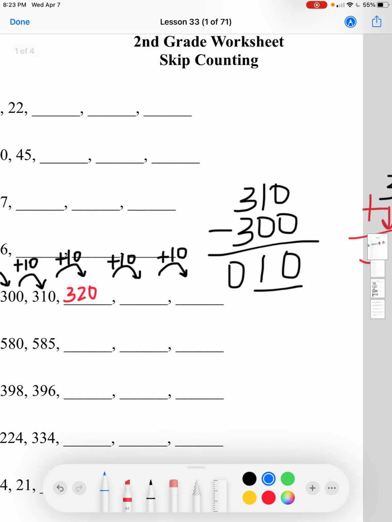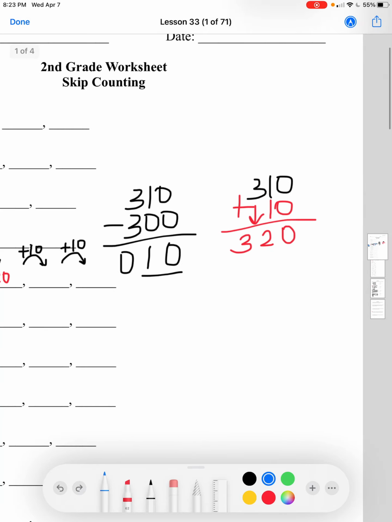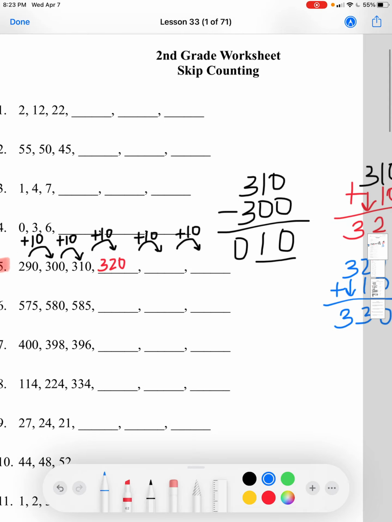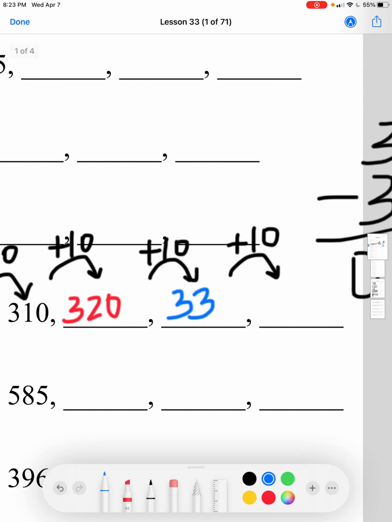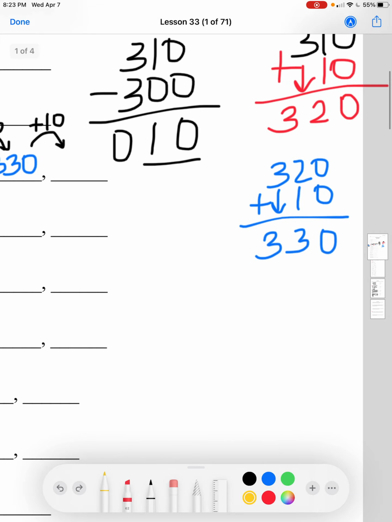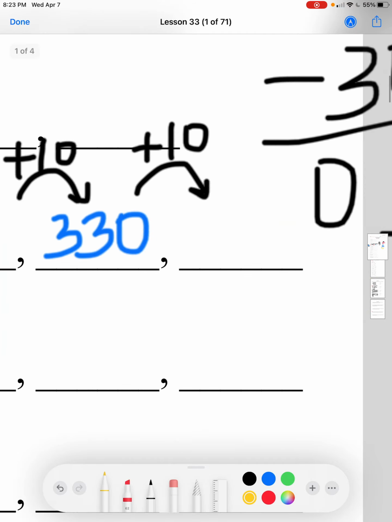And then, again, let's find this. 320 plus 10 to get to the next number. 0 plus 0. 2 plus 1 equals 3. Bring down this 3 because there's nothing underneath it. We get 330. And lastly, let's do this right here. 330 plus 10 to get to the next number. We'll just add 10 here. 0 plus 0 equals 0. 3 plus 1 equals 4. Bring down this 3. And the next number we get is 340.